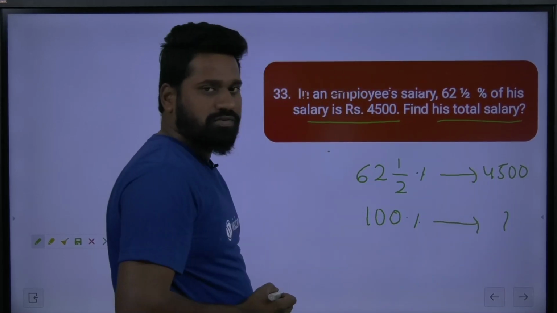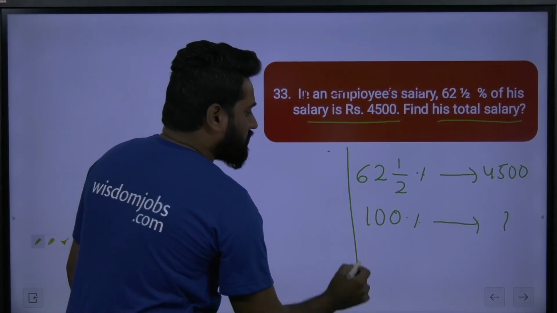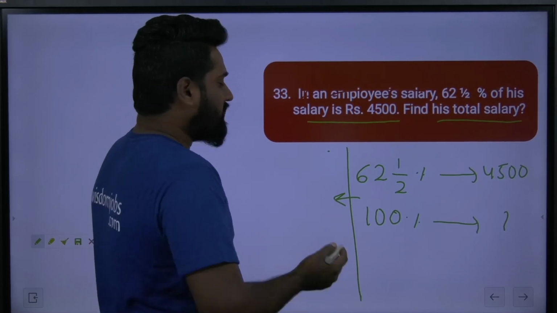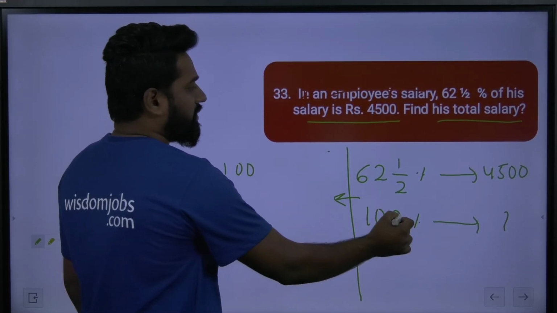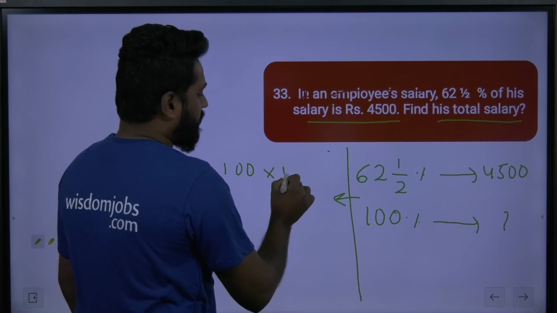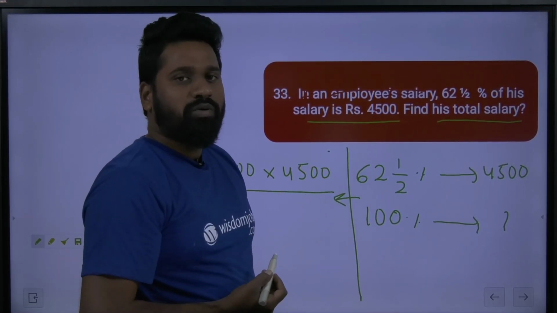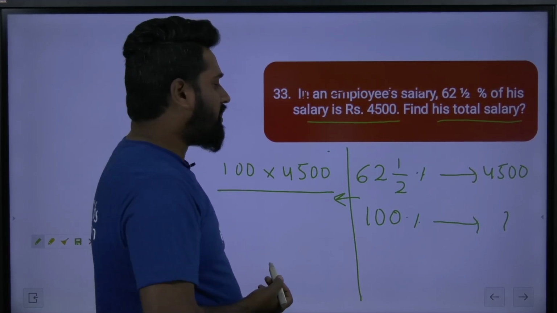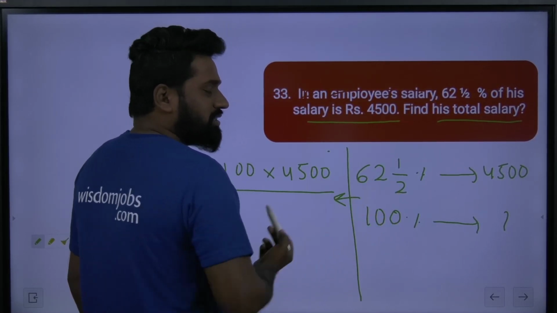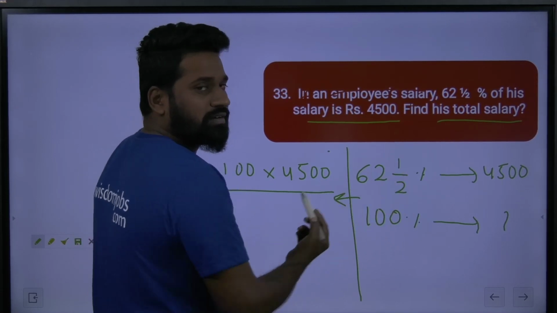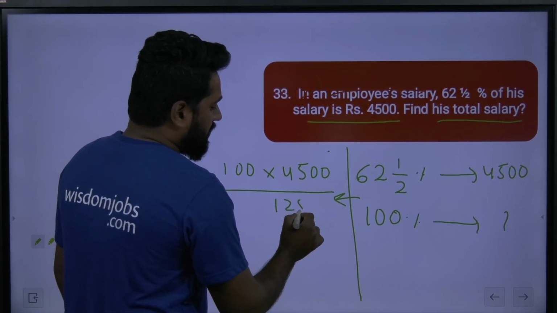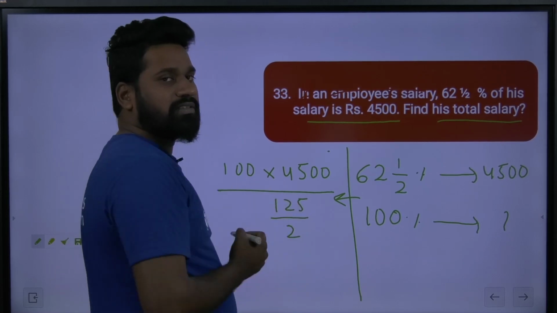What is this value? Coming to this question, you can cross multiply. So that is 100 into 4,500 divided by 62.5. If you convert 62.5, how much does it become? 2 into 62 is 124, plus 1, 125. So 125 by 2. Is it clear?